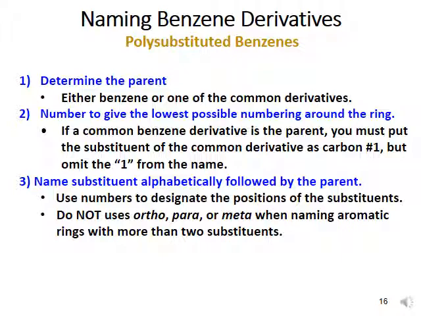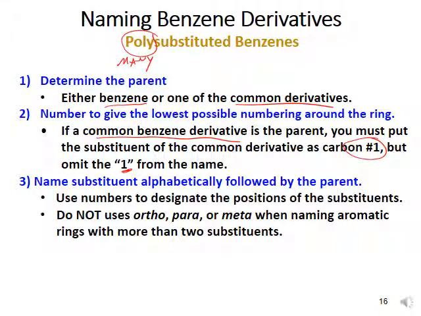Continuing on with polysubstituted benzene naming system problems. Remember, determine that parent. The parent is either going to be benzene or a common derivative. Number to give the lowest possible numbering around the ring. This is for polysubstituted benzenes, many, so not just 2, but more than 2 are attached. And if we're going to use the common derivative, remember that means that that guy is always carbon number 1, whichever one makes it the common derivative.